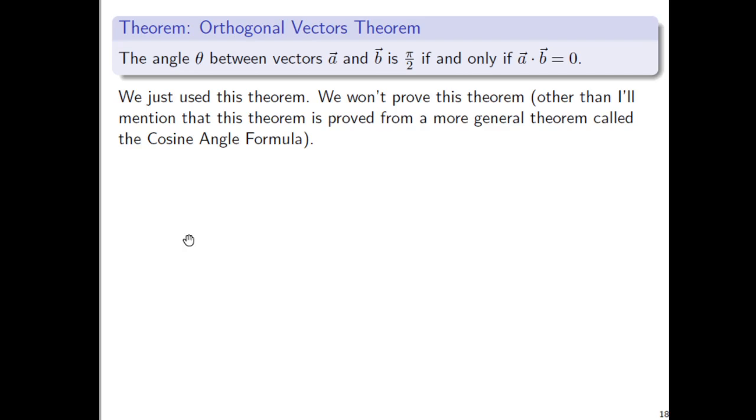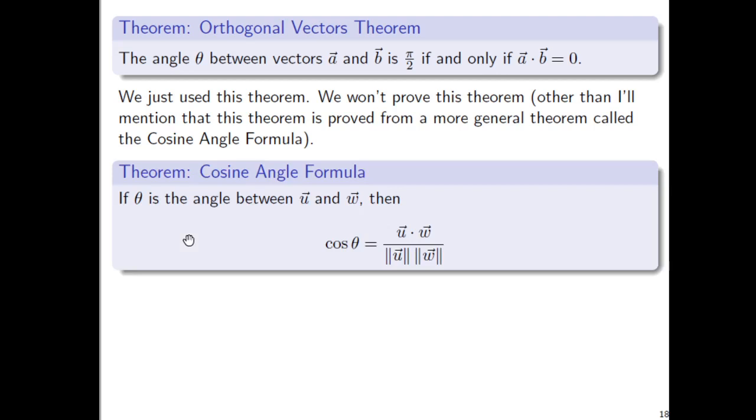So we just use this theorem. We're not going to prove it. If you'd like to, you can say that this theorem is an automatic consequence of a more general theorem called the cosine angle formula. By the way, let's present that cosine angle formula. The theorem we just looked at is an if and only if for when the angle is pi over 2.